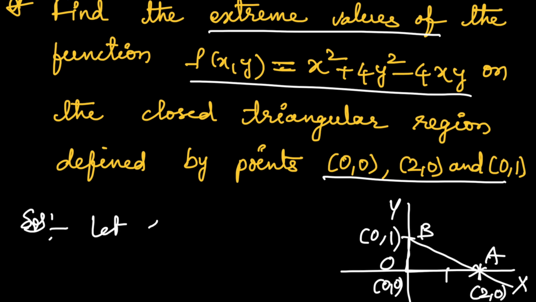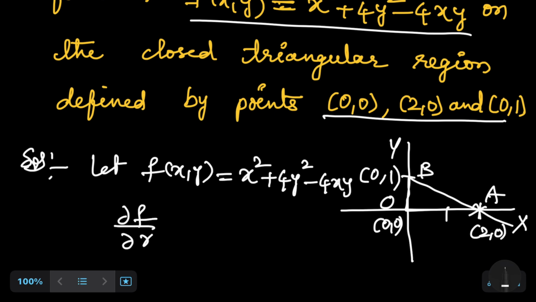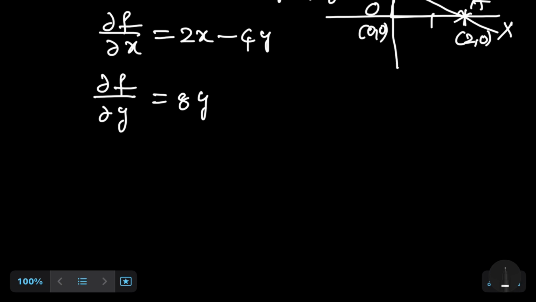Let the function be f(x, y) = x² + 4y² − 4xy. First we differentiate the function with respect to x: ∂f/∂x = 2x, the derivative of 4y² is 0, and the derivative of 4xy with respect to x is minus 4y. Second, we differentiate the same function with respect to y. The derivative of x² is 0, of 4y² is 8y, and of −4xy is −4x.